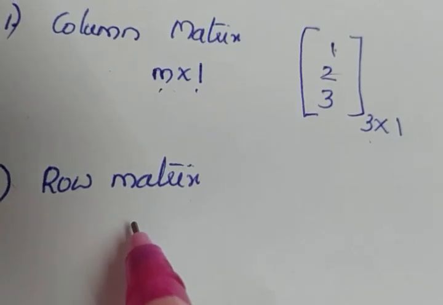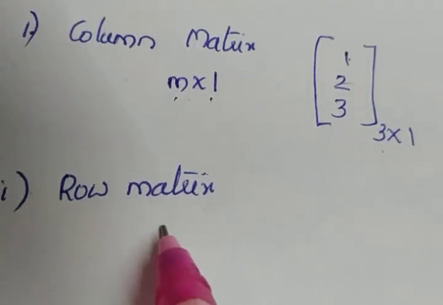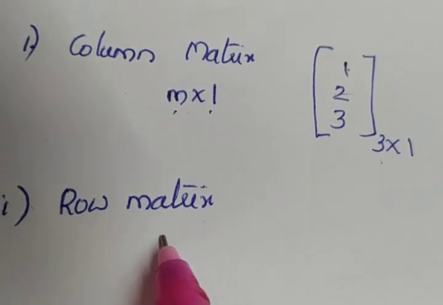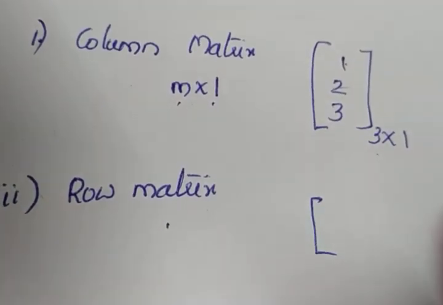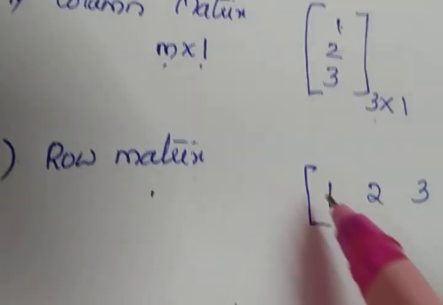Second type is a row matrix. If column matrix contains only one column, what will be the case of row matrix? Row matrix contains only one row. There can be infinite number of columns. There will be only one row. So the matrix can be of the form like this. There is only one row.